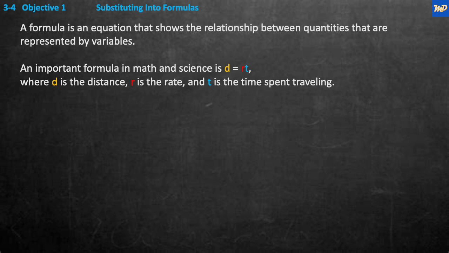Objective 1, substituting into formulas. A formula is an equation that shows the relationship between quantities that are represented by variables. An important formula in math and in science is D equals RT, where D is the distance, R is the rate, and T is the time spent traveling.